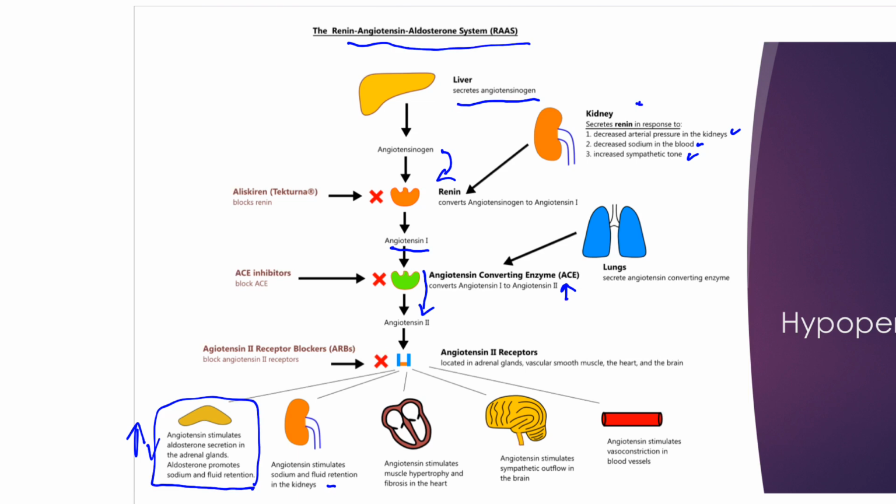Angiotensin stimulates sodium and fluid retention in the kidneys. So even before we get to angiotensin 2, we're going to stimulate some sodium and fluid retention in the kidneys. Angiotensin will also stimulate muscle hypertrophy and fibrosis in the heart. So it'll make your heart have a thicker muscle that will help it beat faster and harder. Angiotensin stimulates sympathetic outflow in the brain. We know the sympathetic nervous system is where we get our catecholamines, epinephrine, norepinephrine. And then angiotensin stimulates vasoconstriction in the blood. Remember, angiotensin 2 is the body's most potent vasoconstrictor. So all of these things are going to cause a stepwise increase in blood pressure.